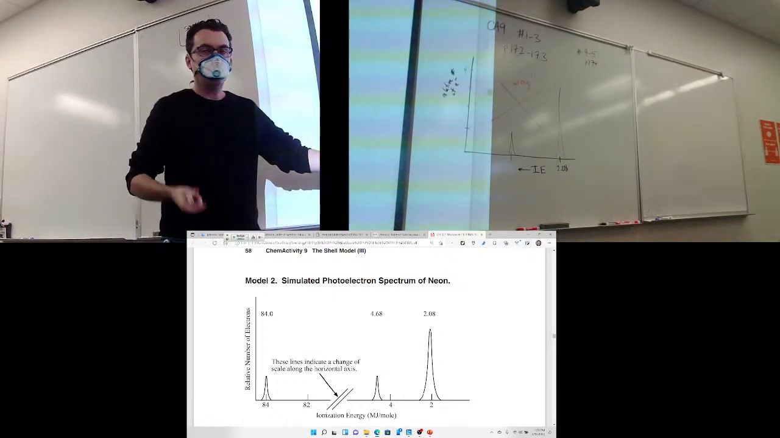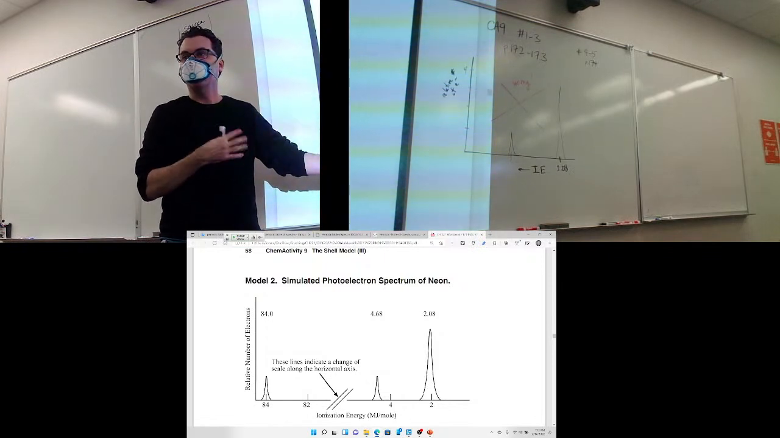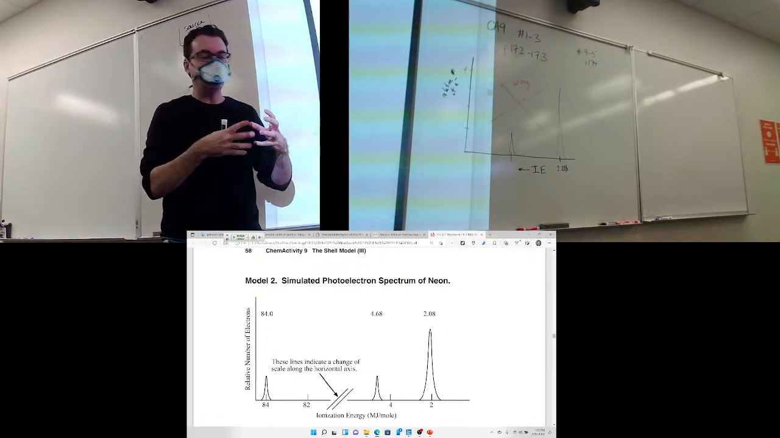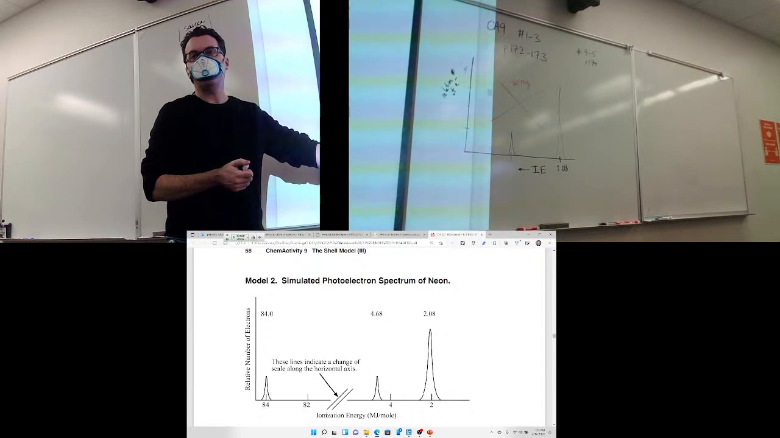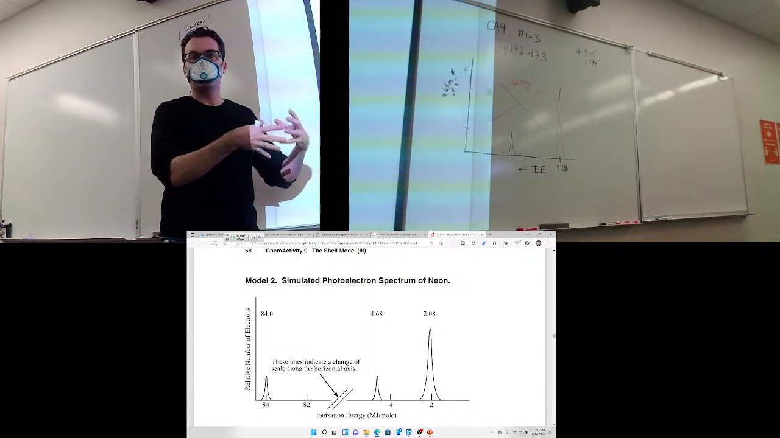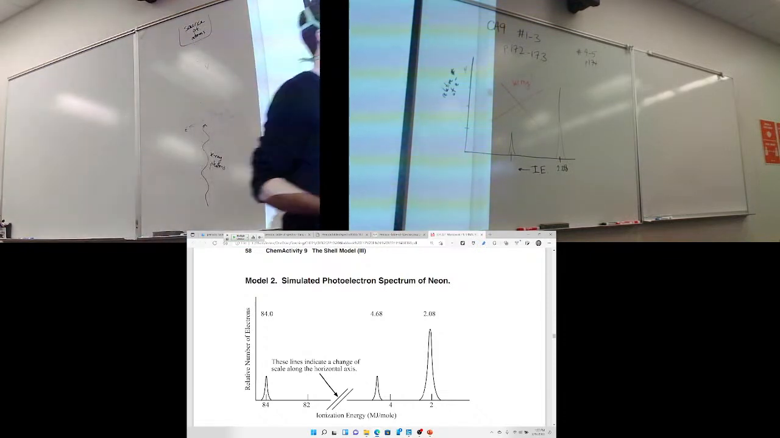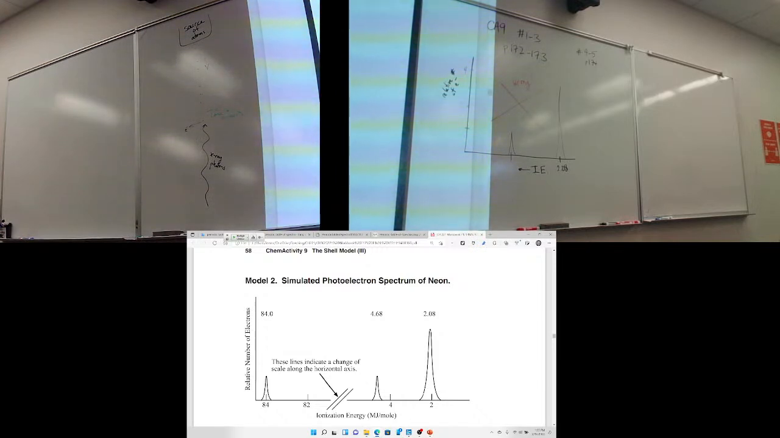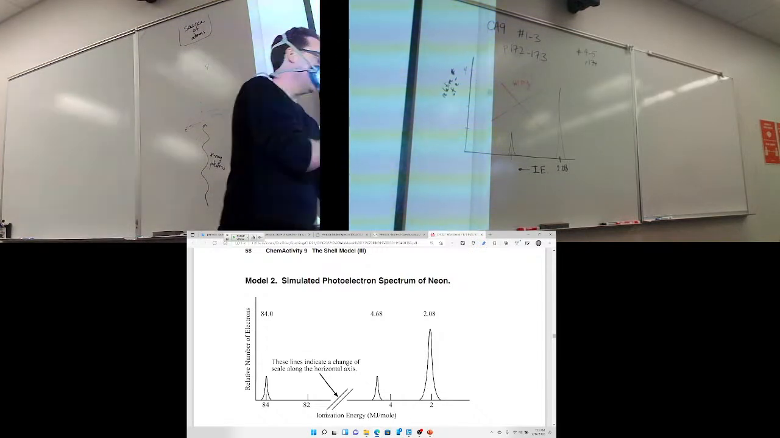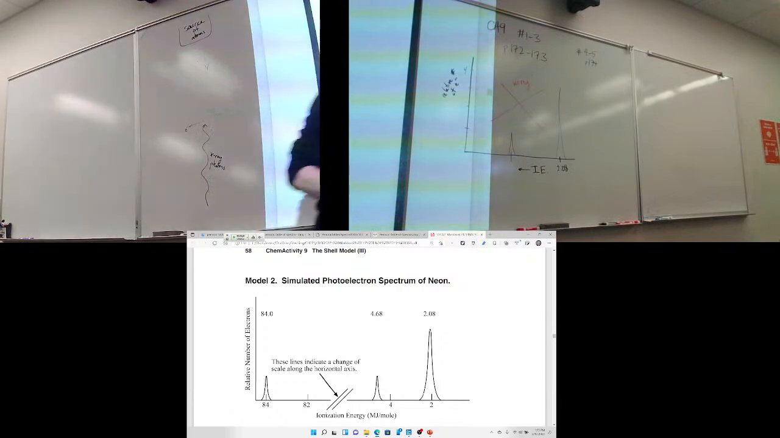Why is that? Well, these are the inner electrons. Inner electrons are going to be super tightly held on. They're going to have huge ionization energies because they're feeling the full force of the protons in the nucleus. These are valence electrons. These are further away. They're shielded by the inner electrons. They don't feel the nucleus as much, and that's why the ionization energy is so low.